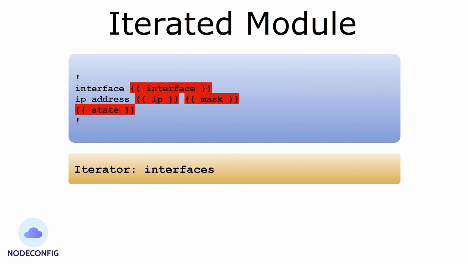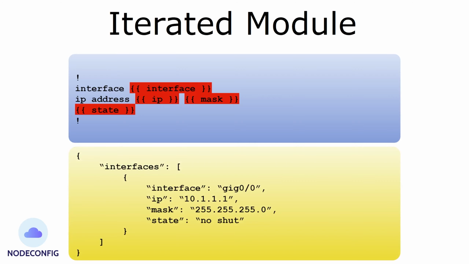Suppose we were defining an OSPF module. The iterator would be something like process IDs. This is how the parameters will look when supplied to the template. As we can see in this JSON object, the interface's iterator is used.